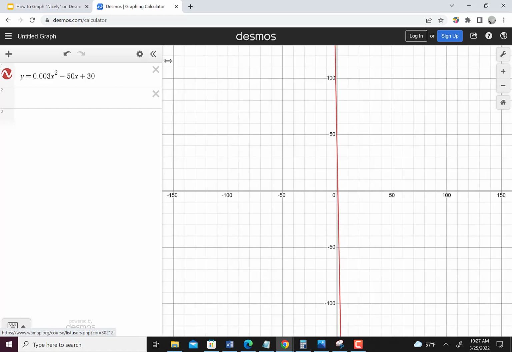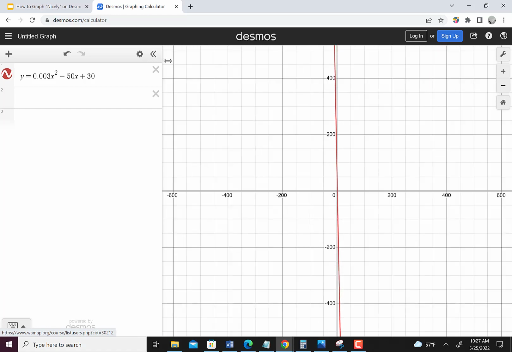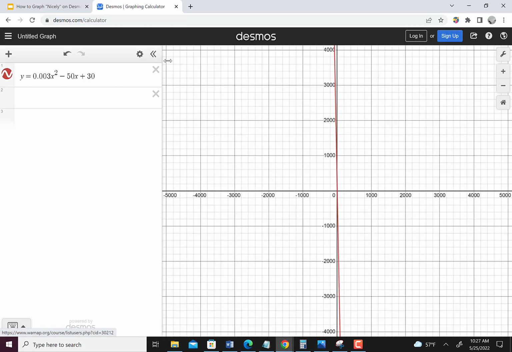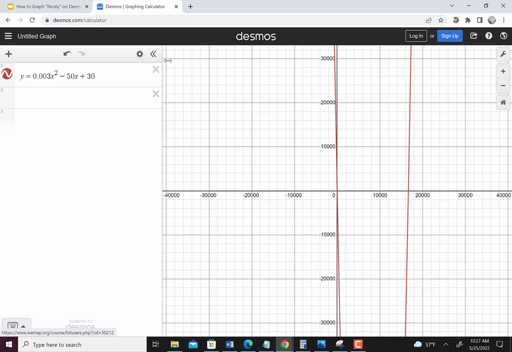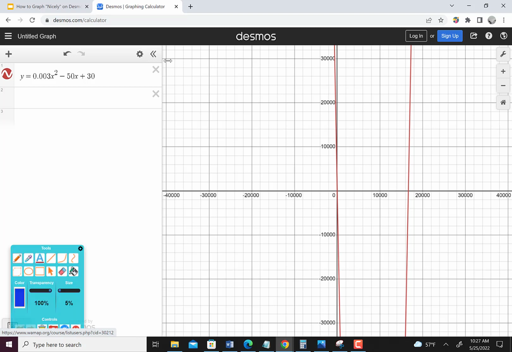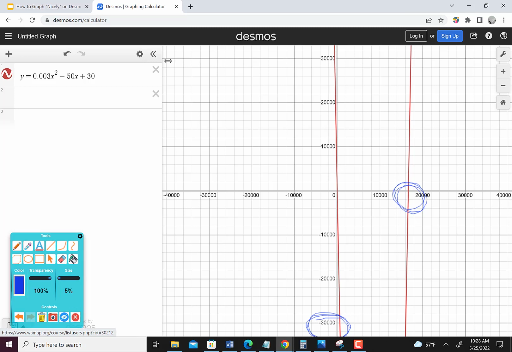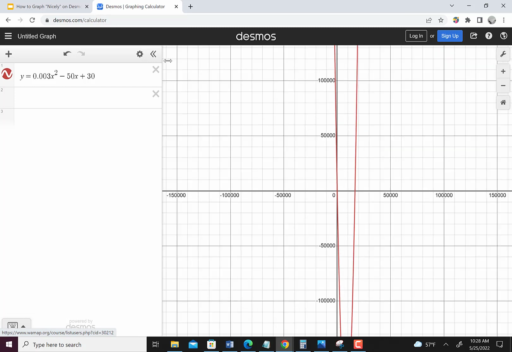I'm just going to keep hitting it until I see something. It still looks like a line. Oh, look, there's something. So what that tells me right now is that I have an x-intercept somewhere between 10,000 and 20,000. Notice that negative 30,000 isn't anywhere low enough for me to see the full graph. So let's continue to zoom out. Keep going, keep going. So we can see the whole graph now.